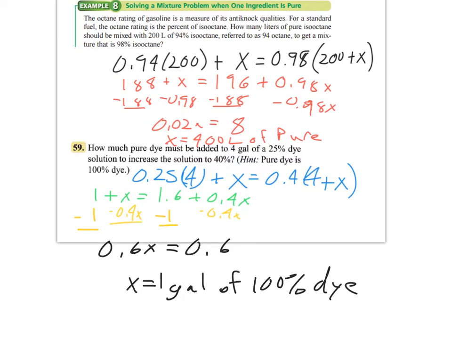Again, does that make sense? Well, if we add 1 gallon, we'd have a total of 5. 40% of 5 is 2, so we want 2 gallons. Well, again, we get 1 gallon of pure dye from the 4 gallons of 25% dye, and then of course we get 1 gallon of dye from the 1 gallon of 100% dye, so that does add up again.